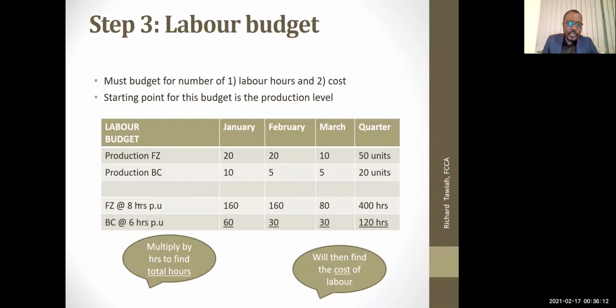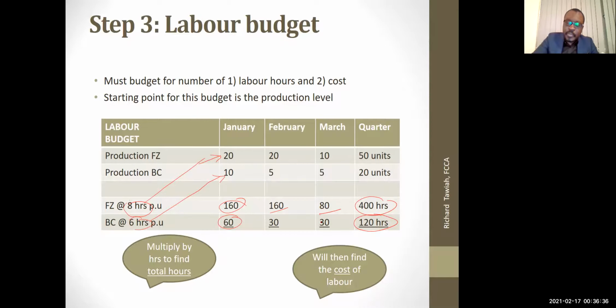For labor, we are assuming still the same number of units. We get this from the data set: 8 hours per unit for Flying Z and 6 hours per unit for Belly Caster. So the question is, how many hours do we need to produce? 8 times 20 gives us 160 hours, and 6 times 10 for Belly Caster is 60 hours. Do the same for February and March, and we get the total hours for both items.